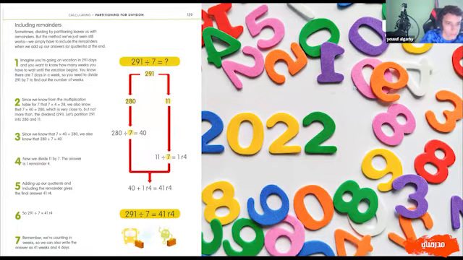Okay, that's fine. All right, so we have 291 divided by 7. Okay, so 7 times 4 is 28. All right, 7 times 40 is 280. And 280 plus 11, this 11 that we have here, is 291, which is the number we're dividing. So we can take 291 and put 280 over here, put 11 over here.